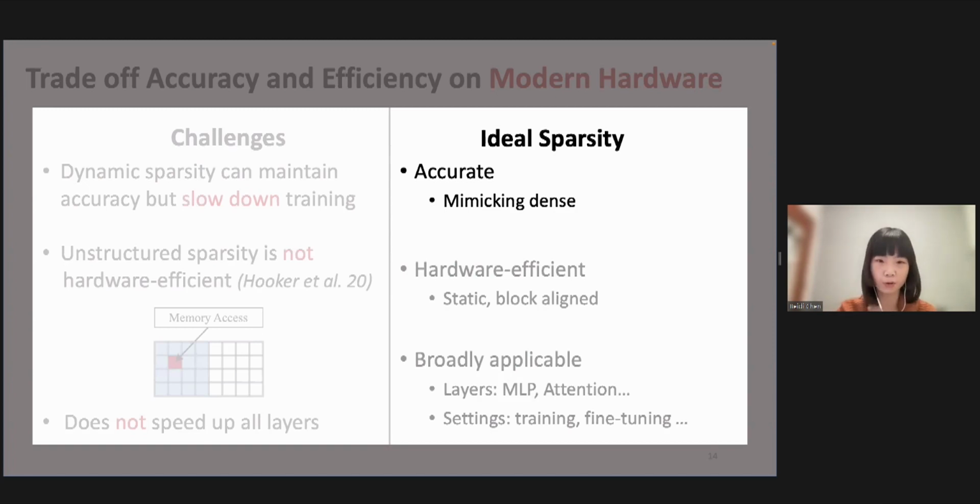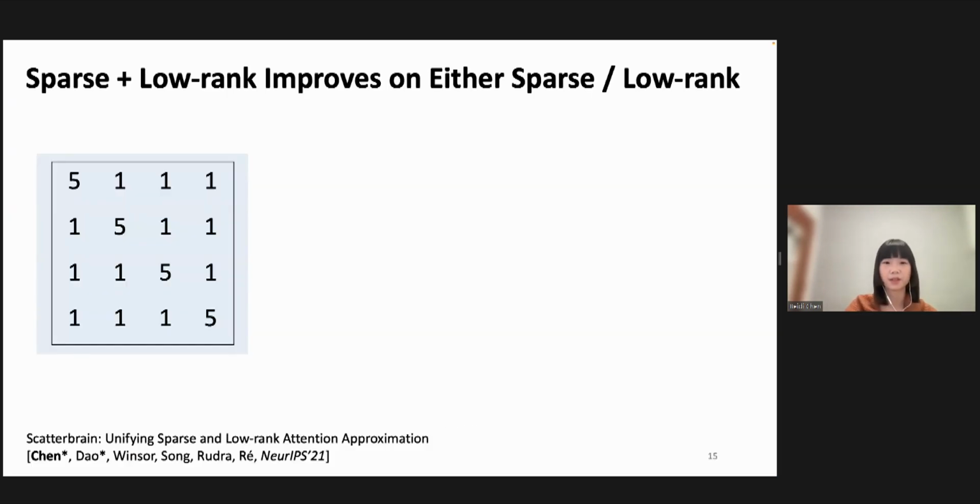So let's go through each of these challenges and each of these ideal paradigms to see how we can realize the final ideal sparsity. First, what is an accurate or expressive approximation to dense matrices? Well, it's related to the structure sparse plus low rank. So this is the intuition, what I mean by sparse and low rank, and why it is a more accurate and efficient approximation to dense, on this simple 4x4 matrix.